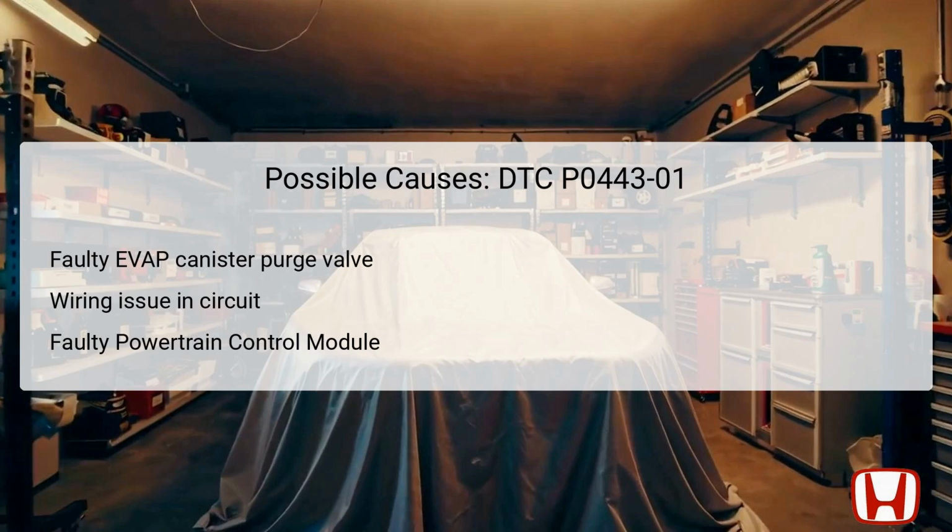Lastly, the Powertrain Control Module may itself be problematic. If the PCM is unable to accurately control or assess the operation of the evap canister purge valve, it may trigger this error code. Thus, it's crucial to systematically investigate each potential cause to accurately diagnose the issue.